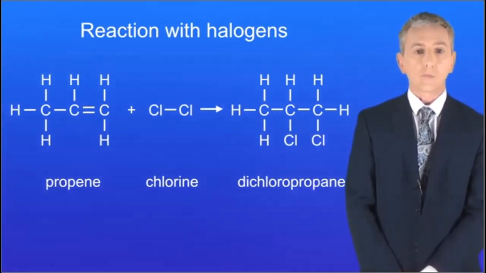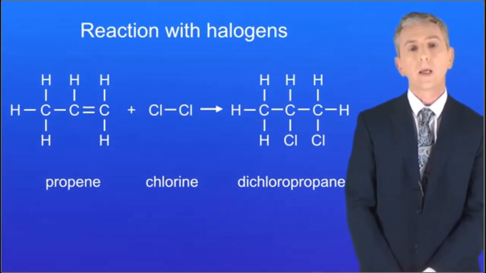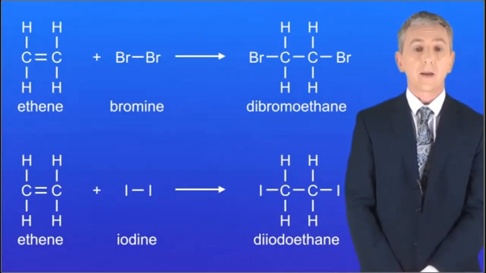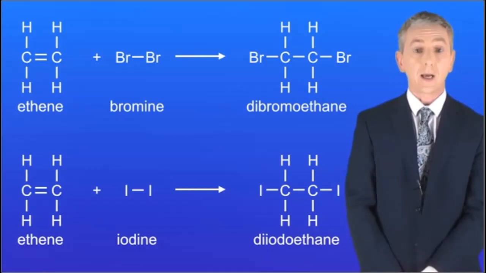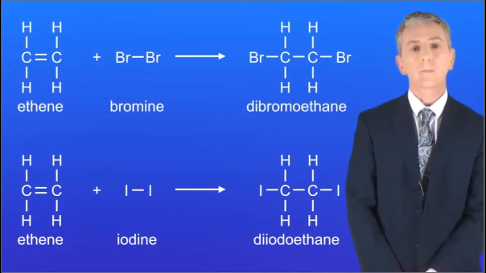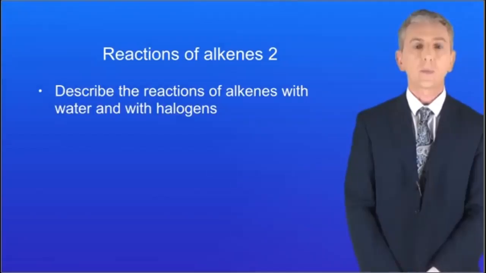This shows the alkene propene reacting with chlorine, and again you can see the chlorine atoms adding across the double bond. Now the halogens bromine and iodine react in the same way. I'm showing you here ethene reacting with bromine to make dibromoethane, and ethene reacting with iodine to make diiodoethane. You should be able to describe.